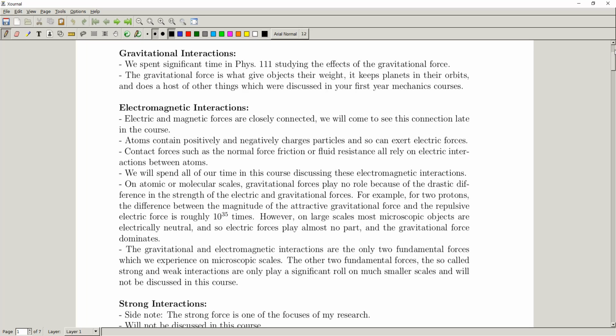Okay. So when we're talking about the electromagnetic force on molecular scales, we're going to see that really we're not throwing out gravity just because we don't want to deal with the complexity of the problem.